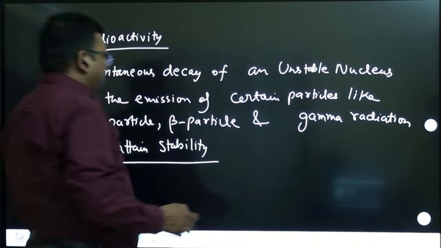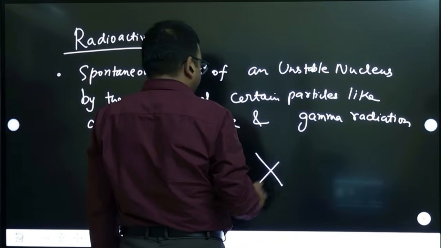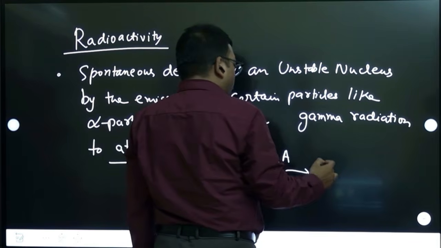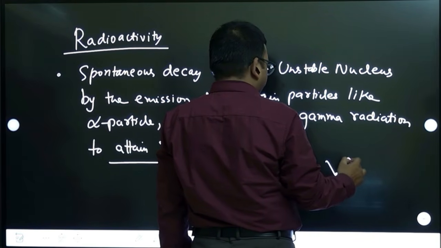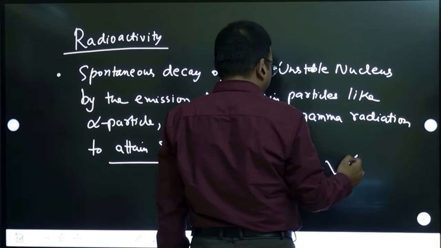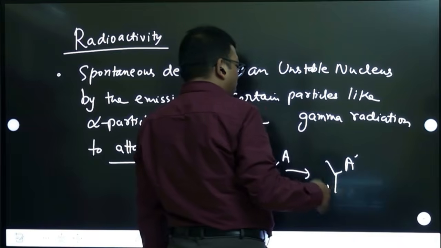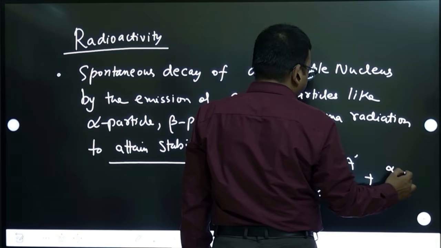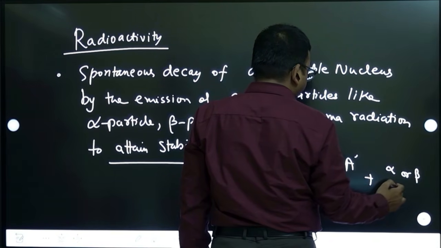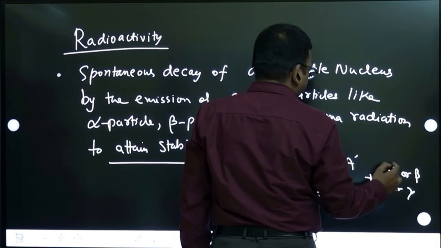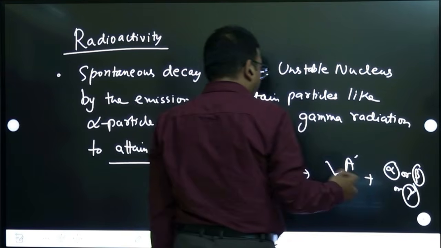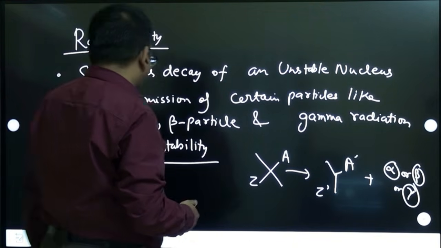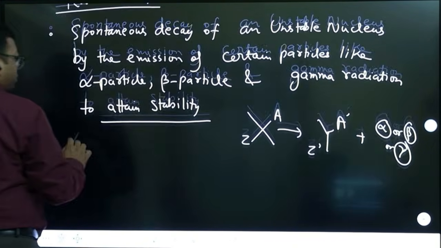Let us say, for example, that there is a nuclei which is X, which we represent as A, Z. This can become a smaller nuclei. Let us say this becomes A dash, Z dash, and it will be emitting certain particles like alpha or beta or gamma. Gamma, of course, is radiation. So alpha, beta, gamma, all this, and the smaller nuclei will come. So what will be that nuclei? We can calculate that.